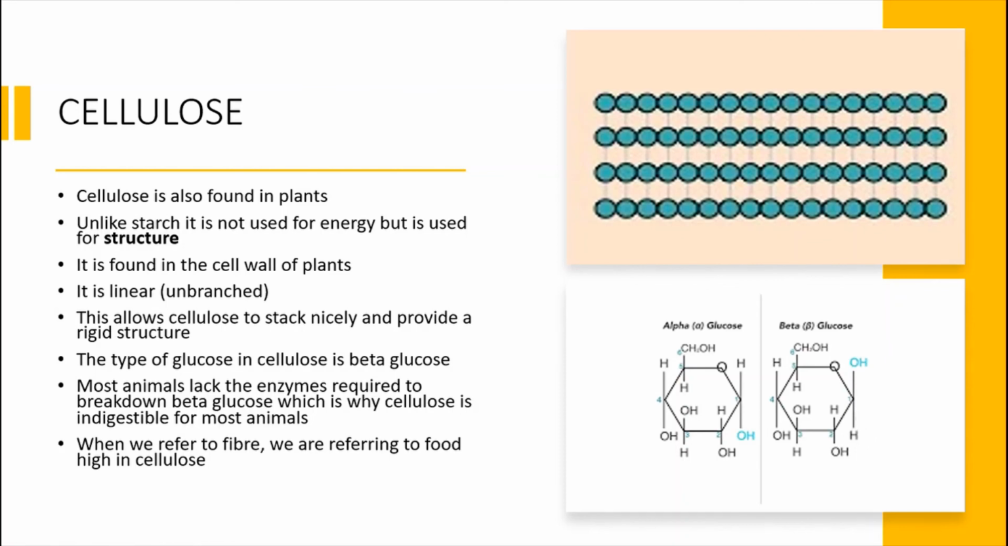And so most animals lack the enzymes required to break down beta glucose, which is why cellulose is indigestible to most animals. And actually, when we're talking about fiber, we're referring to foods that are high in cellulose, because fiber is unable to be digested, and that is due to it being made of beta glucose. So that's a difference there. All our other types of polysaccharides are made of alpha glucose, whereas cellulose is made of beta glucose.